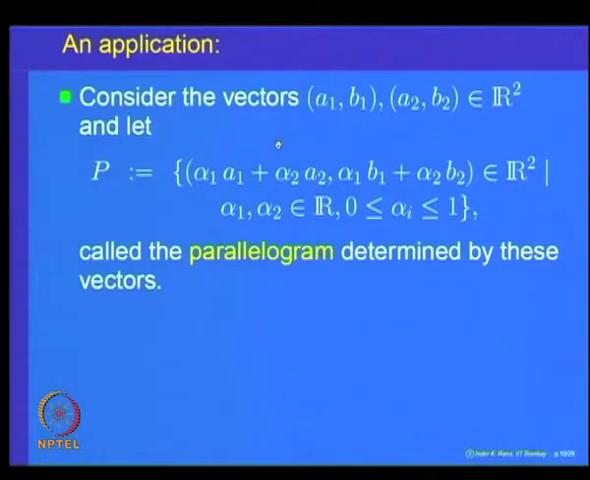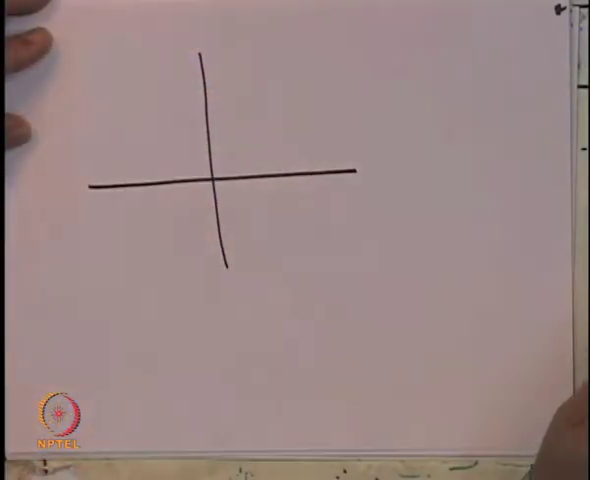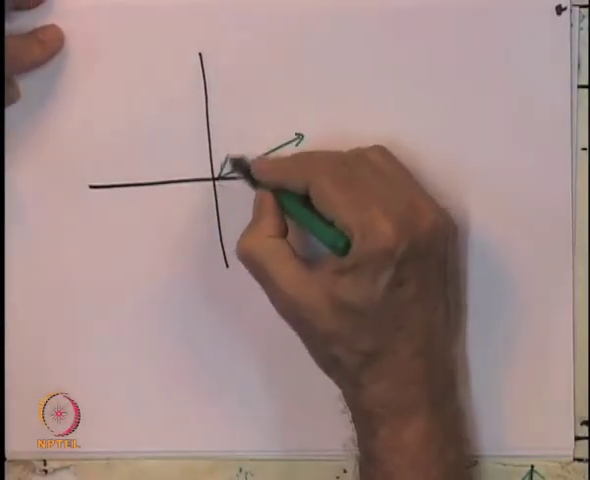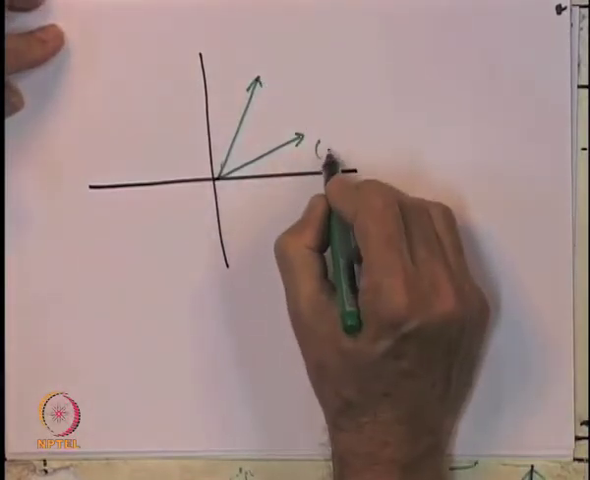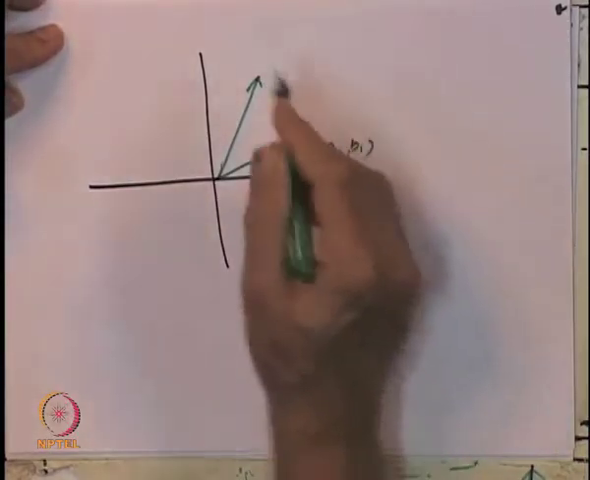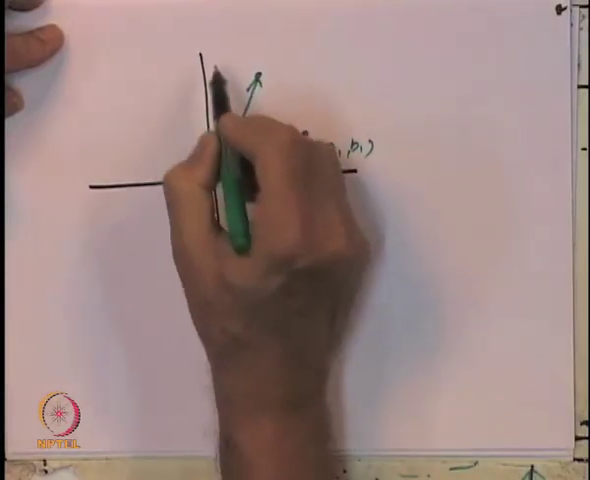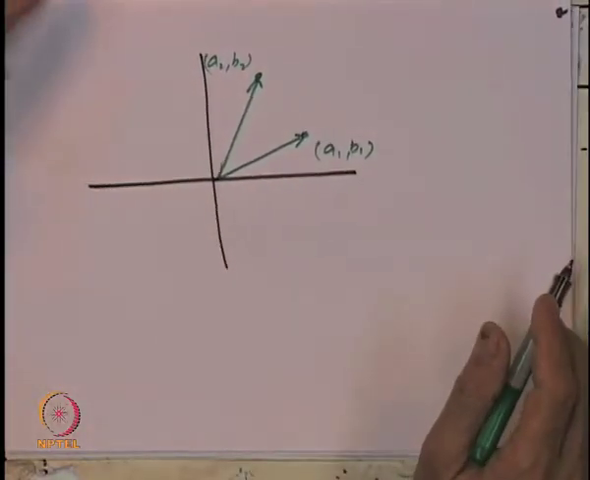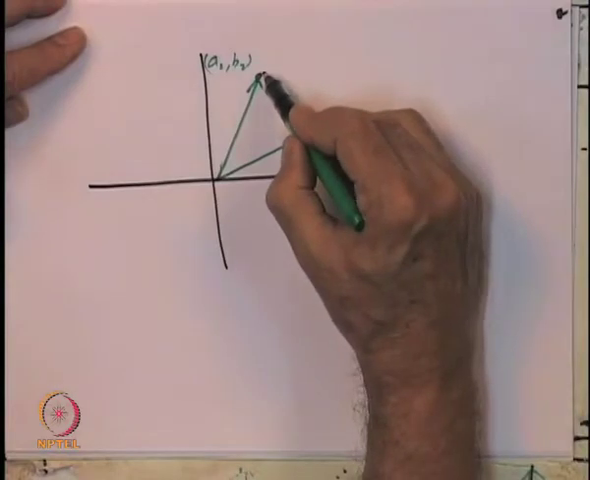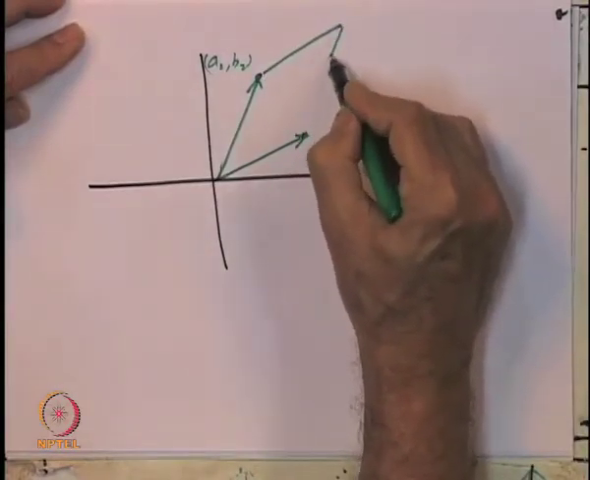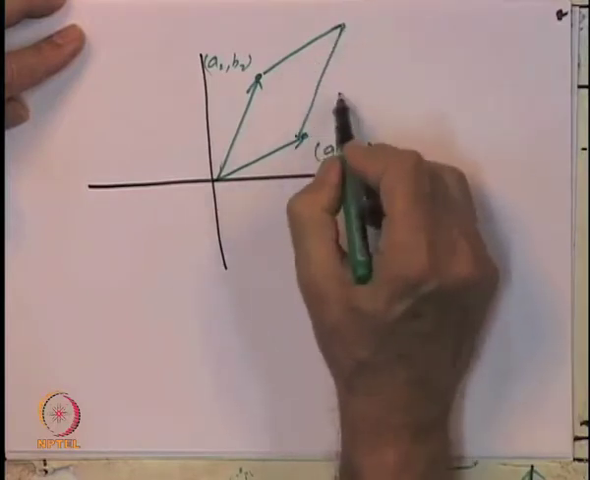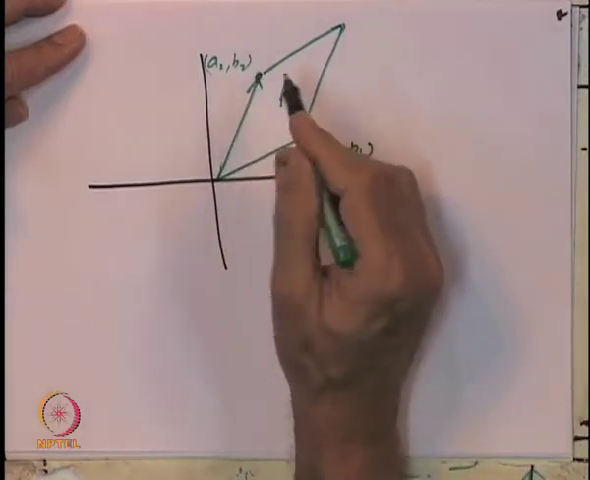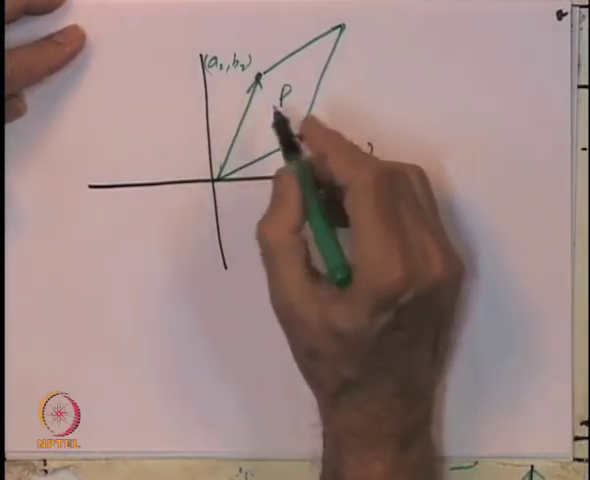In the picture, it is the following. So, if we have the plane, let us take two vectors, one vector is this vector and the other vector is this. So, this is the vector which is a 1 b 1 and this is the vector which is a 2 b 2. Then they determine a parallelogram, the geometric object. So, let us see what is that parallelogram. So, that is nothing but this parallelogram. Okay. So, that is the parallelogram P determined by these two vectors a 1 b 1 and a 2 b 2, and any vector in between.